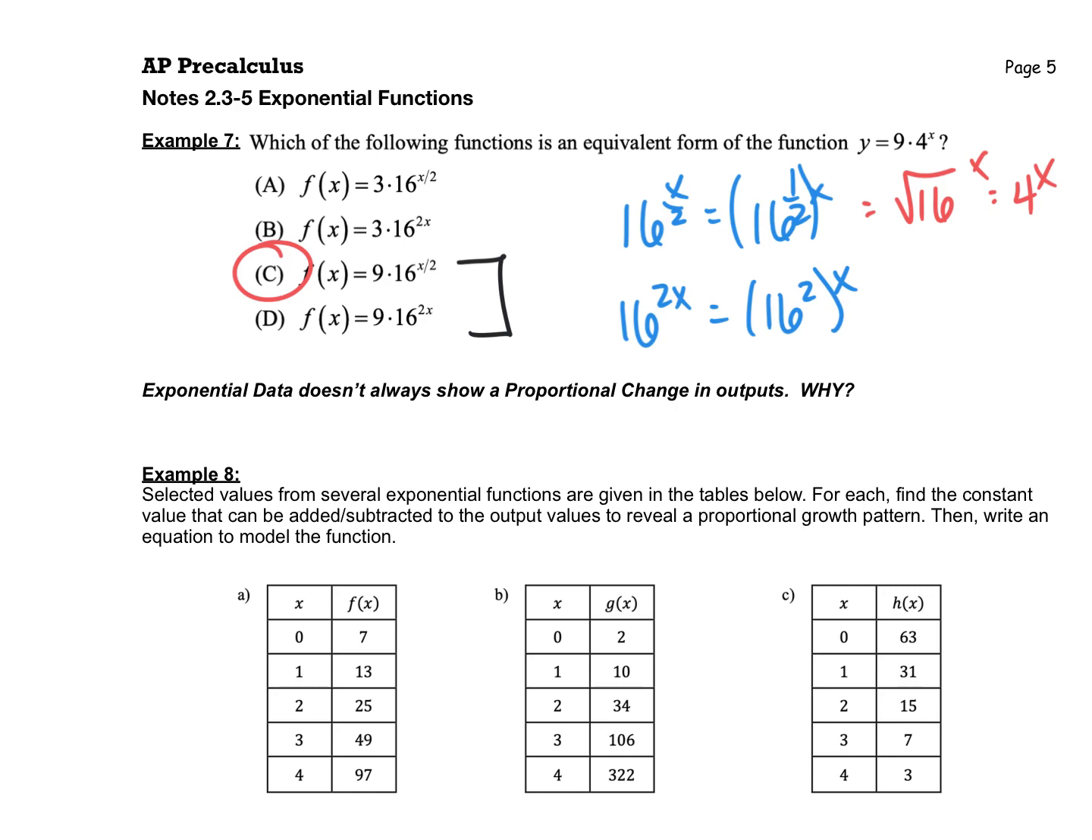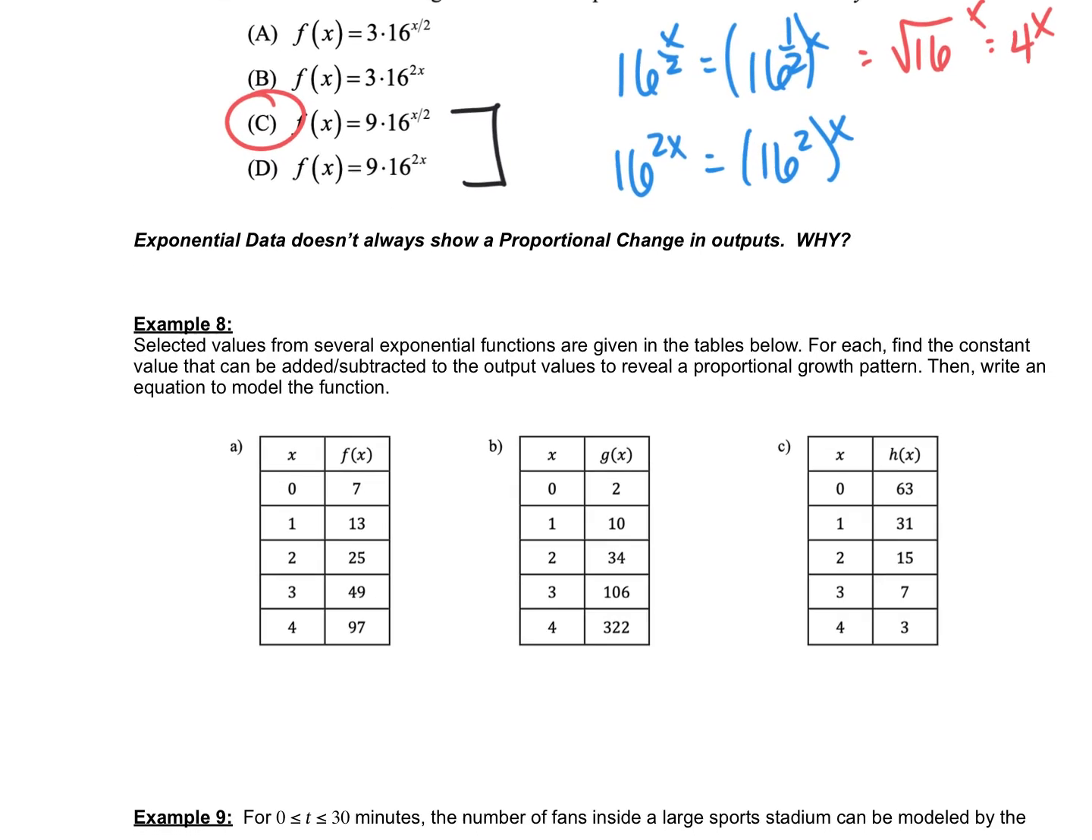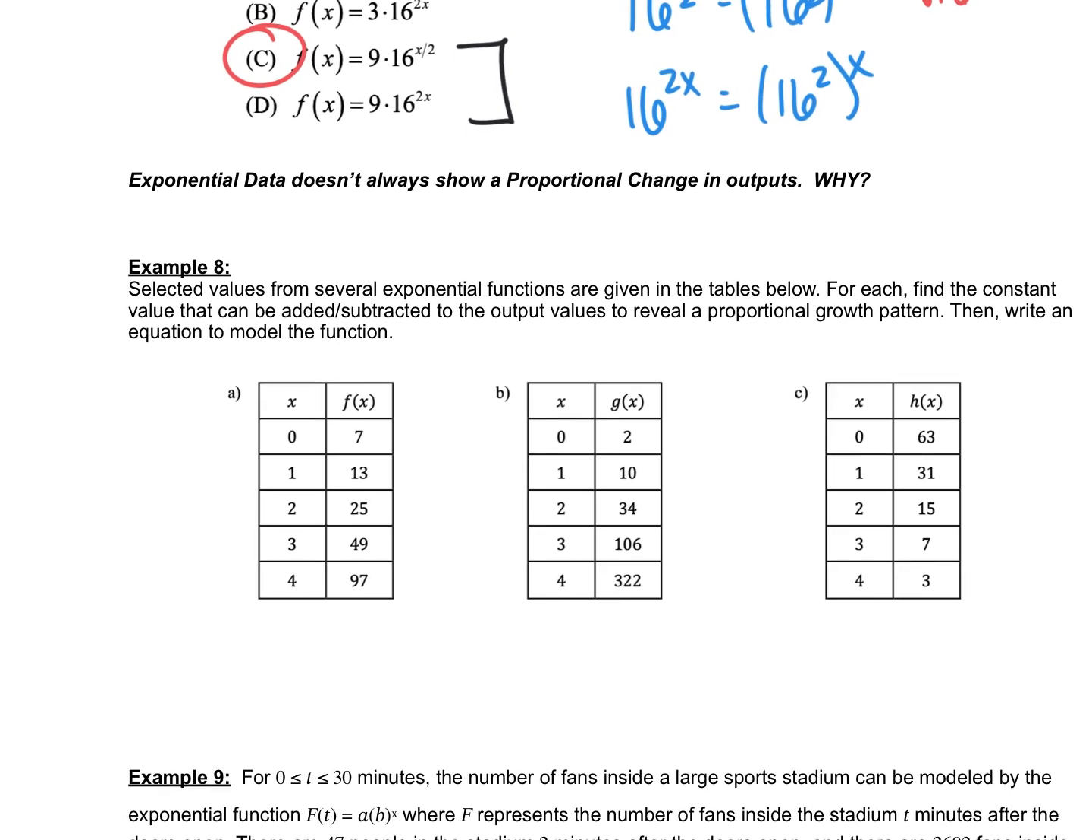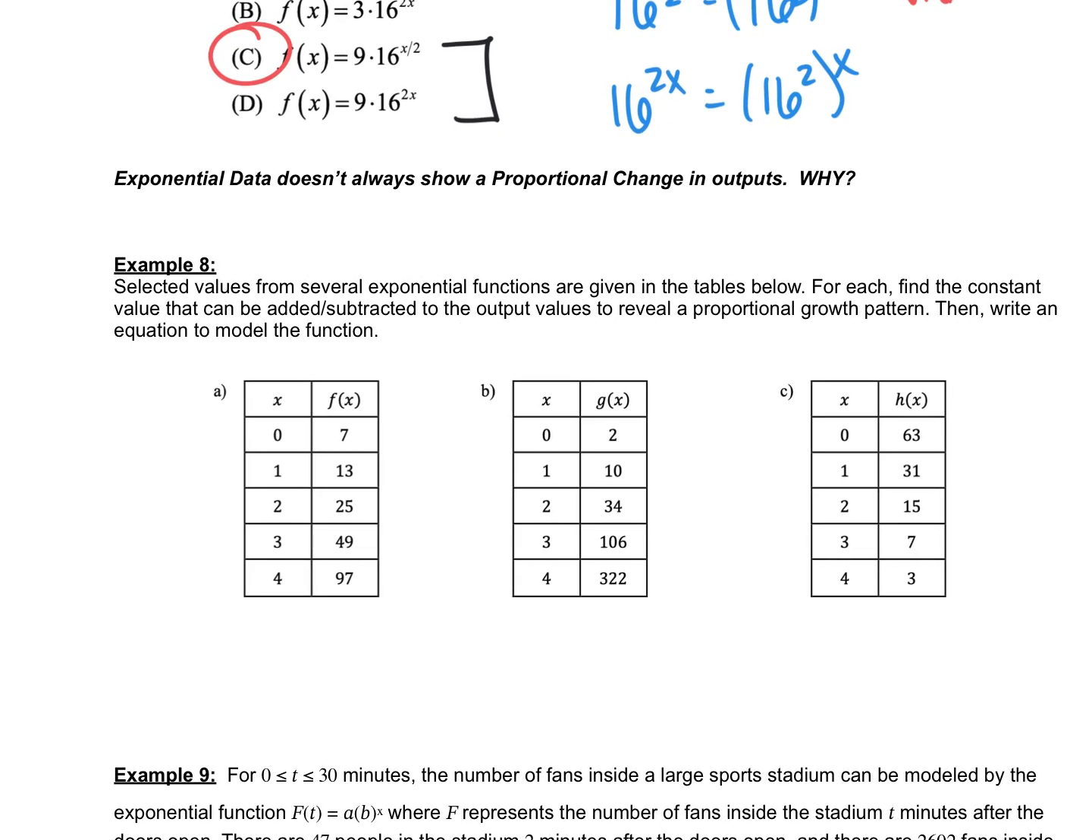So this is the one thing that I think will look a little different to you, something you've not seen, might be a little tougher to work through. It says exponential data doesn't always show a proportional change in outputs. Why is that? Well, sometimes our outputs have been moved vertically, just like we moved things up or down. What we're trying to do on these problems is to find the equation for f of x, or for g of x, or for h of x, whatever y values are in the table. We're trying to find that equation without a calculator. I know, so that's what makes it a little bit tough.